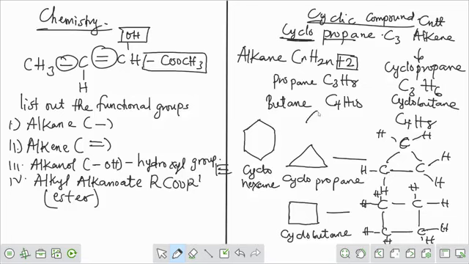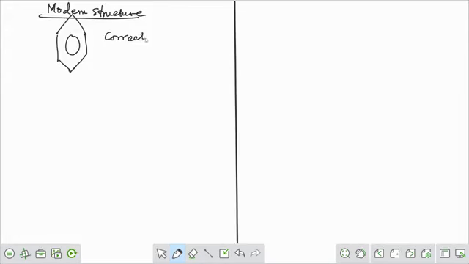Now I will draw the structure of benzene for you. Look at benzene. Just like it, but the difference is you will put a circle there. I hope you understand. So this is benzene. This is the modern structure of benzene. If they ask you, this is the most correct structure for benzene. The most correct.